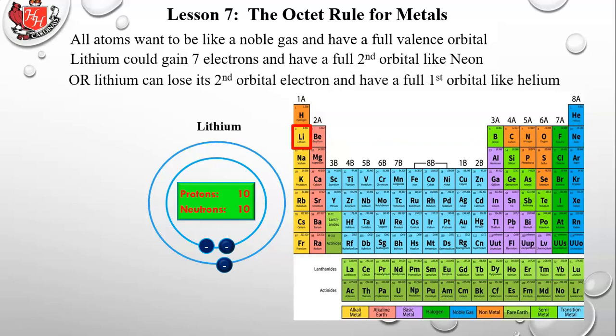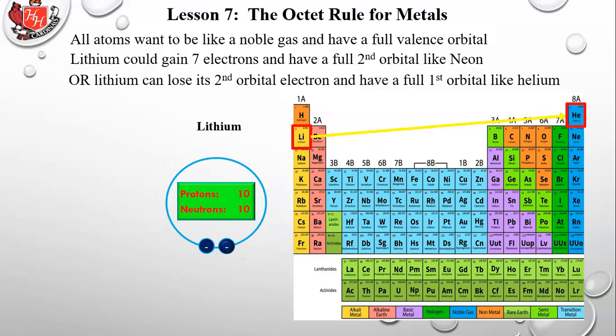Or here's another way. It kind of fills a valence orbital through the back door, kind of a sneaky way here. Lithium can lose its second orbital electron and have a full first orbital like helium. You watch there, instead of the arrow going to neon, it's going up to helium. So lithium gives away that electron. When it gives away that electron, that's no longer its valence orbital because it no longer has any electrons in the second orbital. And so now it has a full valence orbital. Its first orbital becomes its valence orbital, and it has a full valence orbital just like helium.